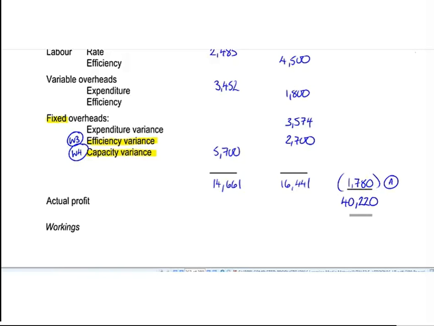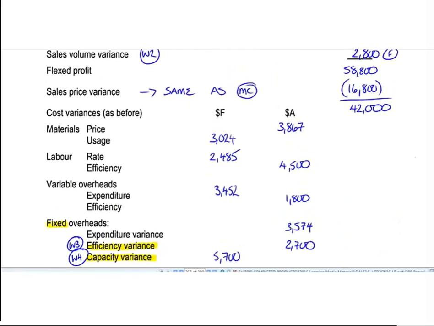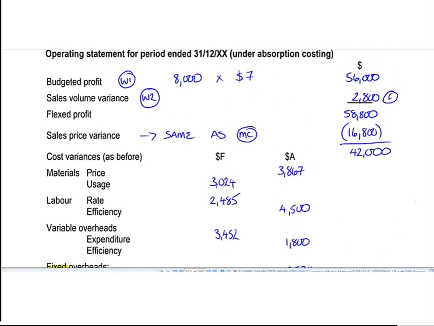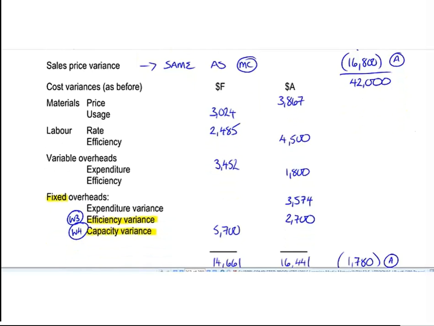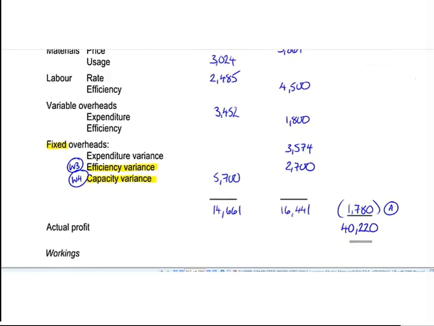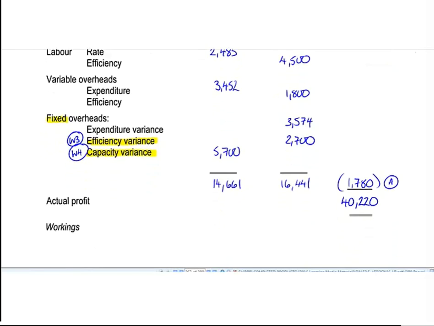Okay, and just to summarise, from our absorption costing statement, we can see that we've gone from a budgeted profit of 56,000. We've made a favourable sales volume variance because we were able to sell more than we expected to. We've had to deduct from that our adverse sales price variance, which has obviously reduced our profit down to give us our flexed profit of 42,000. We've deducted from that our cost variances. Our cost variances overall were 1,780, and that reconciles down to an actual profit figure of 40,220.